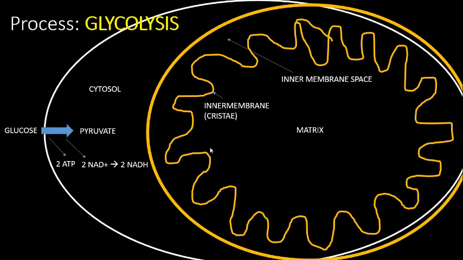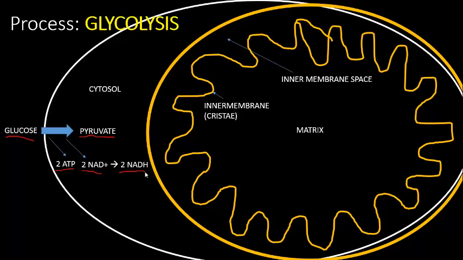The first process in cell respiration is always glycolysis. Glycolysis happens no matter what, whether oxygen is present, whether oxygen is not present. During glycolysis, glucose is going to enter the cell, and in the cytosol, glycolysis is going to take place. Glucose is going to be cut in half to form 2 pyruvate. During glycolysis, overall, 2 ATP are going to be made, and more importantly, 2 NAD+ are converted into 2 NADH.